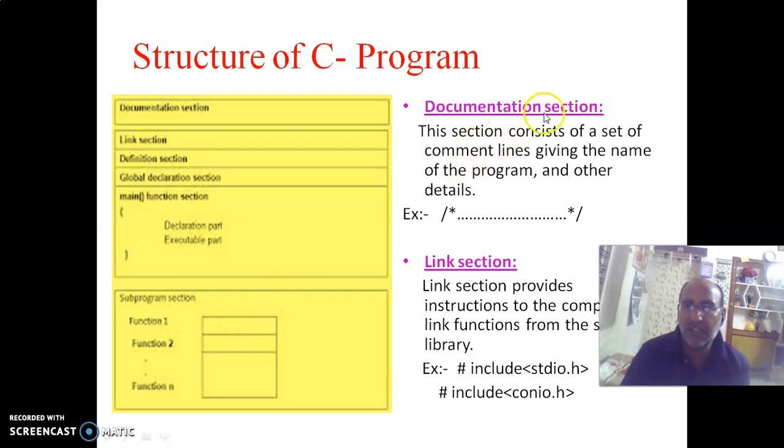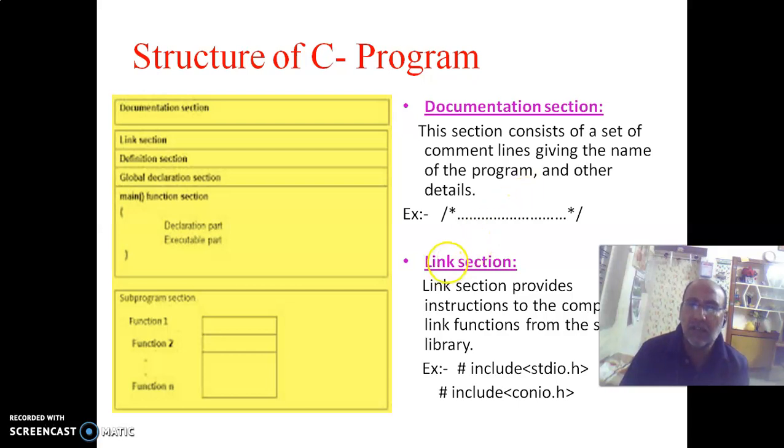The documentation section. This section consists of a set of comment lines giving the name of the program and other details. Here I discuss the comment. This is the comment. This is the multi-line comment. Two types of comments are there: multi-line comments and single-line comments. Later I will discuss this.